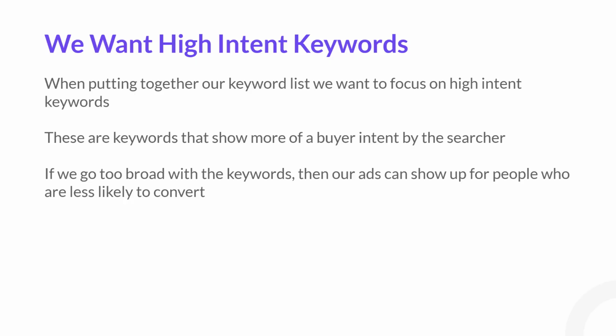So when it comes to actually choosing the keywords that we want to bring into our campaign, ultimately, we want to choose what are called high intent keywords. We don't want to focus on keywords that are too broad. When I say high intent keywords, I'm talking about keywords that actually show that somebody is looking for that service. They're actually looking to make a decision on that service. In our example for this campaign, we're doing tree services. And if we go too broad with the keywords, our ads can show up for people who are much less likely to convert, and for a wide range of really irrelevant stuff.